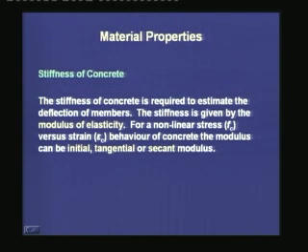Next, we are moving on to the stiffness of concrete. Now, the stiffness of concrete is required to estimate the deflection of members. We expect that the prestressed concrete members should have reduced deflections because of the upward thrust due to a curved profile, but there may be situations where, since the prestressed concrete member is slender, the deflections can be of concern, and at that time deflections are calculated specifically, and we need the stiffness of concrete to estimate these deflections. The stiffness is given by the modulus of elasticity.